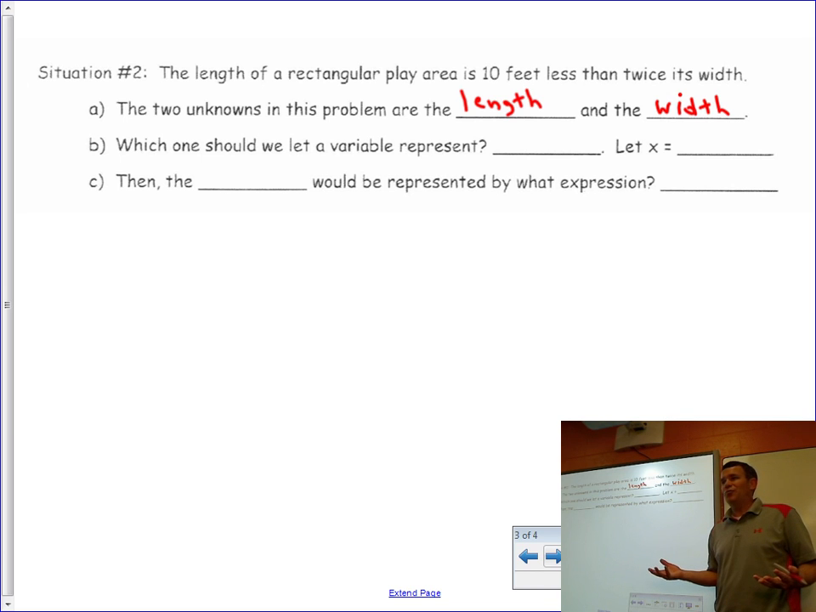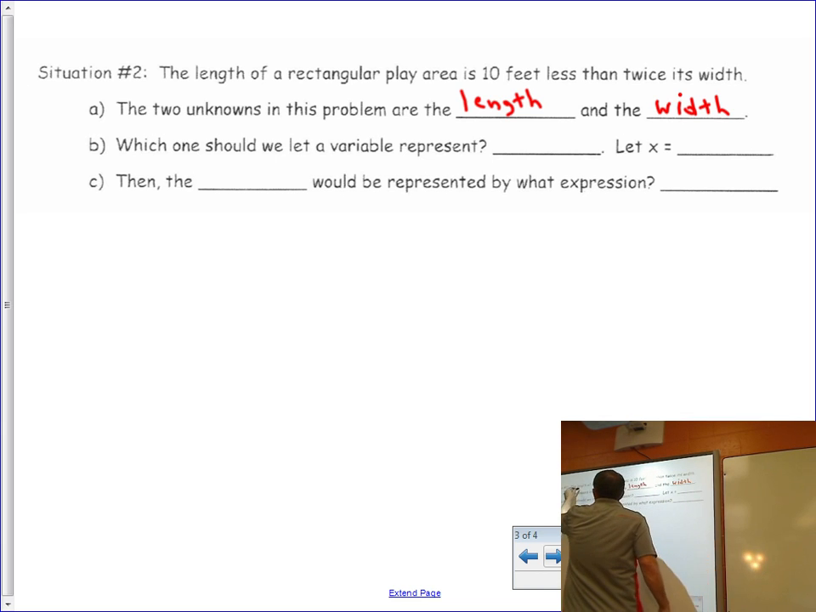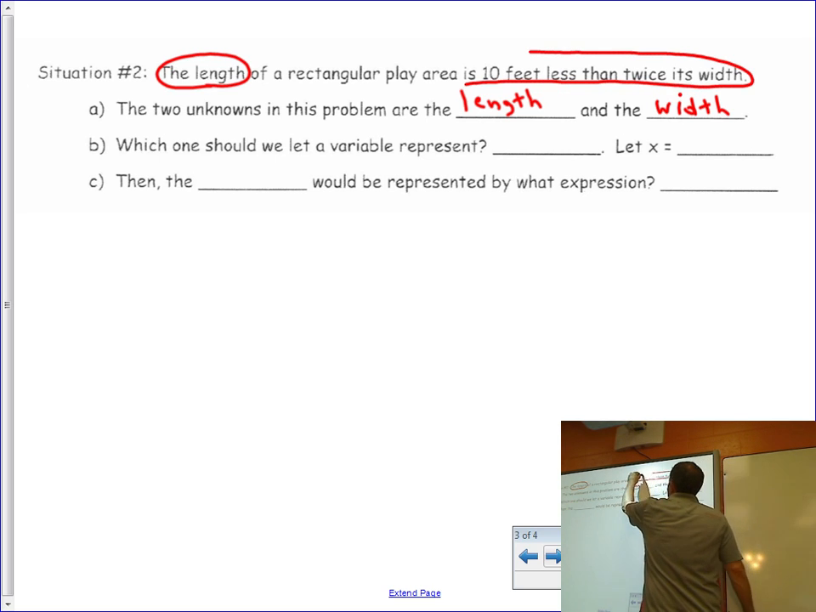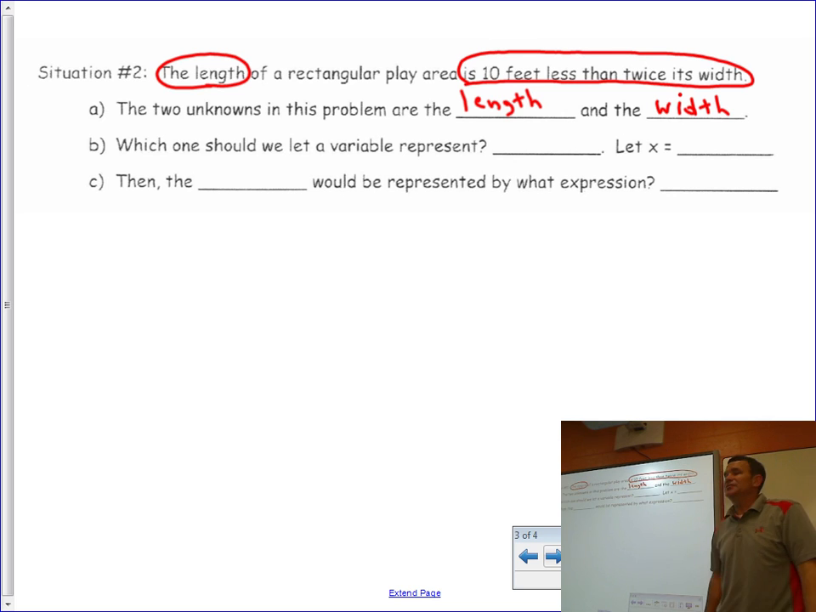How do I decide which one I should let x equal? Should it equal the length or should it equal the width? Well, here's how I do it. It says in this problem that the length is 10 feet less than twice the width. They are doing some mathematical operations to the width to make it equal the length. So I'm going to want to let the width be my variable so that I can then do some mathematical operations to my variable to get it to equal the length. I hope that makes sense.